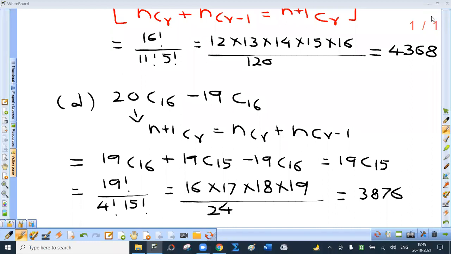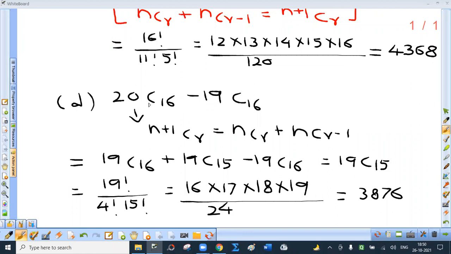D, 20C16 minus 19C16. You may say we will find these values separately and then subtract one from the other. Yes, that is also correct. But observe prefixes and suffixes. On 20C16, can I apply n plus 1 Cr, which is actually nCr plus nCr minus 1? Now n plus 1 is 20. So what is n? 19.